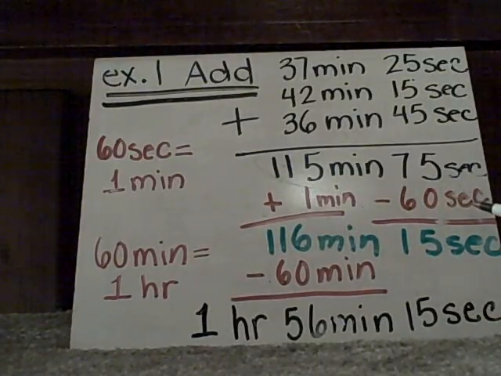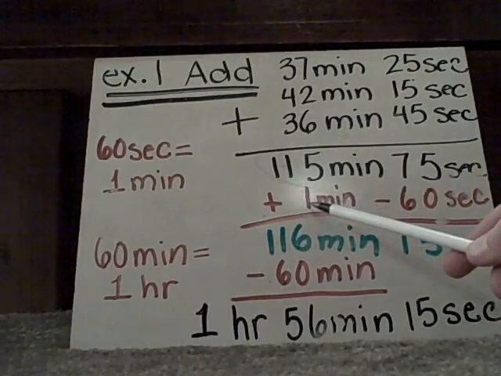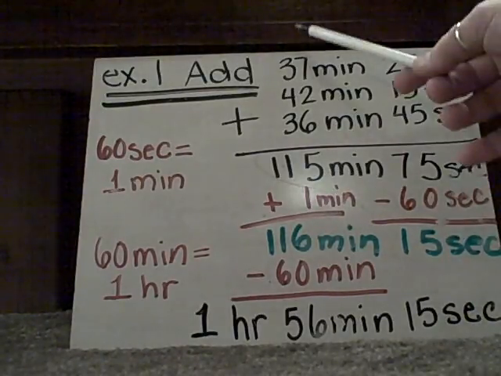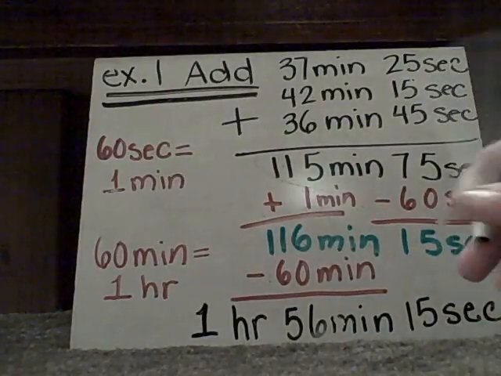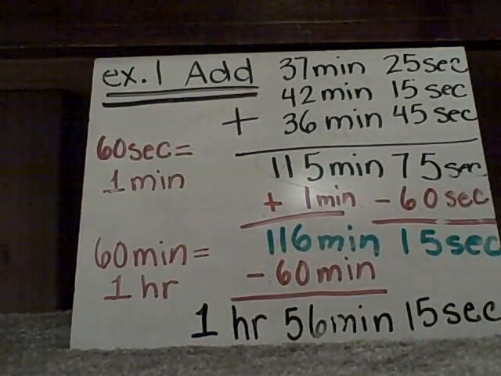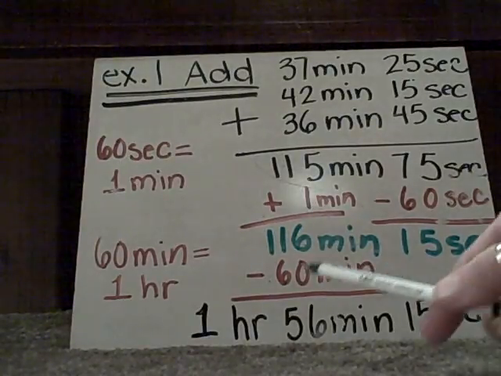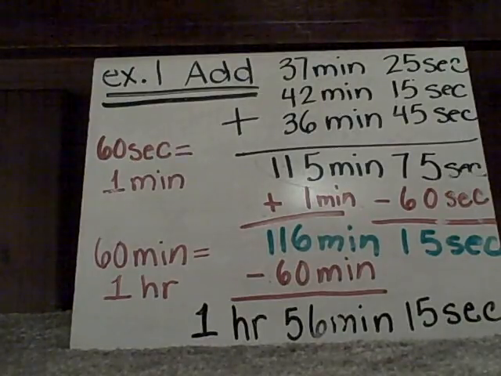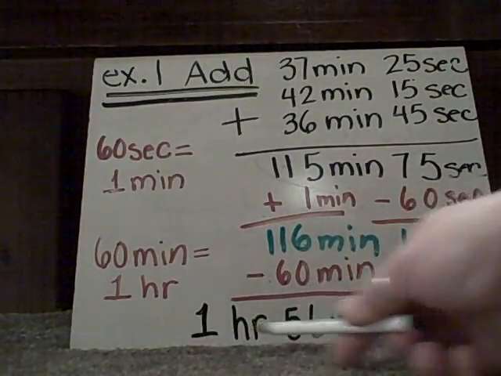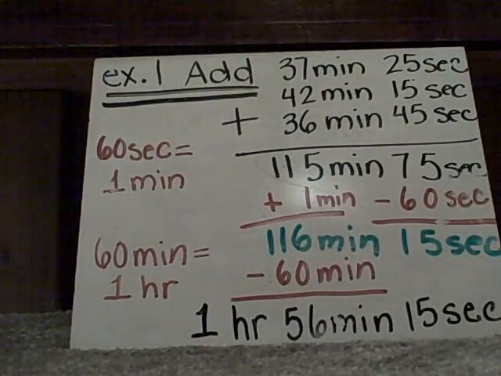The 60 seconds equals 1 minute, so I have to then add that 1 minute to the minutes that I got previously when I added the minutes together. I now have 116 minutes. But again, I can't leave that as 116 minutes. I have to subtract 60 minutes because I know that 60 minutes is an hour. My simplified answer is then 1 hour, 56 minutes, 15 seconds.